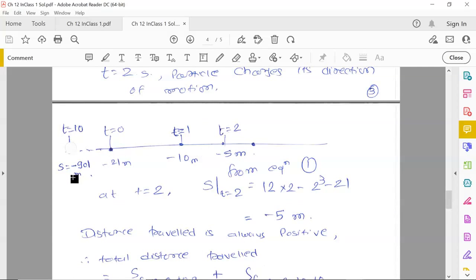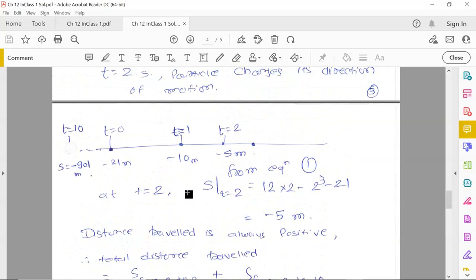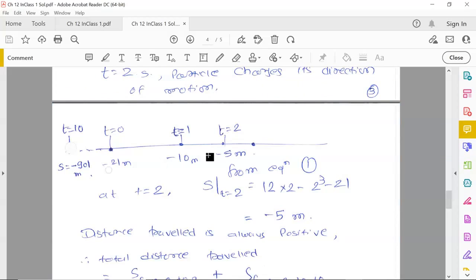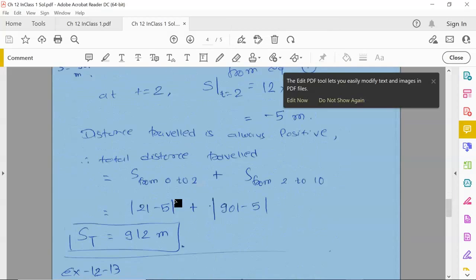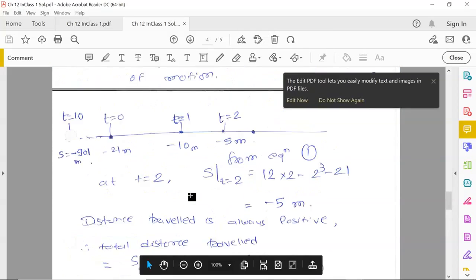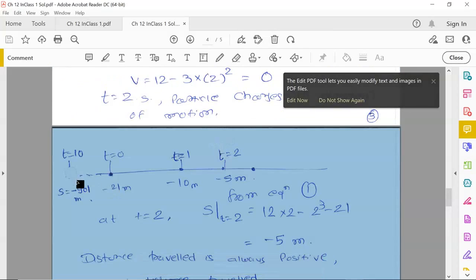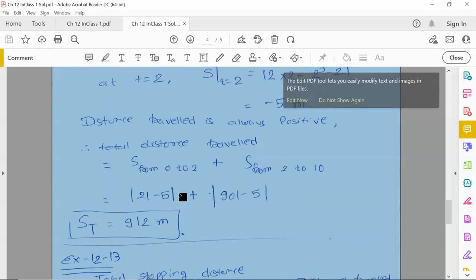So the total distance traveled by the particle from 0 to 10 seconds is the distance traveled from 0 to 2 seconds plus the rest. We need to find how much distance the particle has traveled from minus 21 to minus 5. Since distance traveled is always positive, we take the absolute value only, or the positive value. So it's 21 minus 5. And then what is the distance traveled by the particle from minus 5 all the way up to minus 901? That's given here, 901 minus 5. So the total distance traveled is 912 meters.